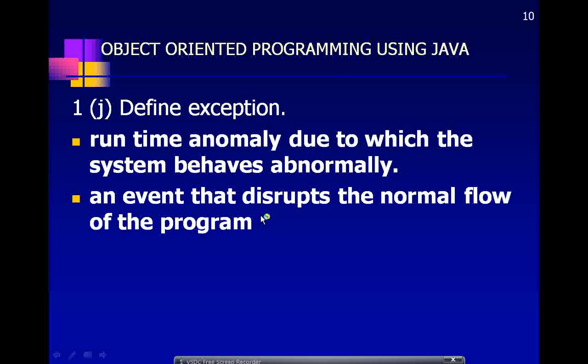Exception is a runtime anomaly due to which the system behaves abnormally. That means the system will not behave as per the requirement, so it will behave abnormally, which is not as per our expectation. We can also define it as an event that disturbs the normal flow of the program. Okay, so this was it for this video.